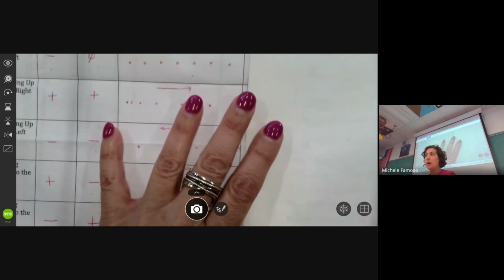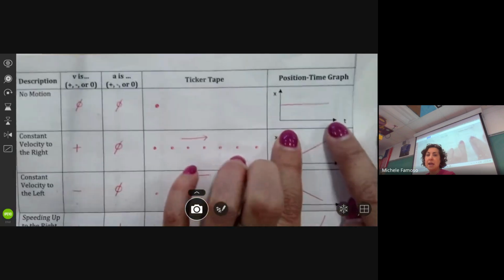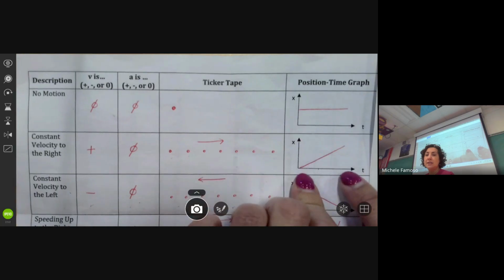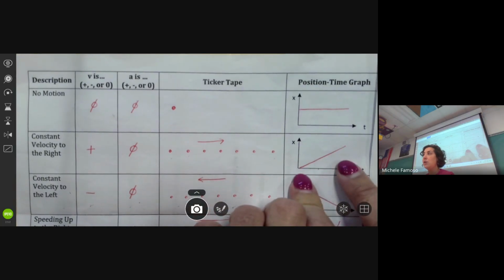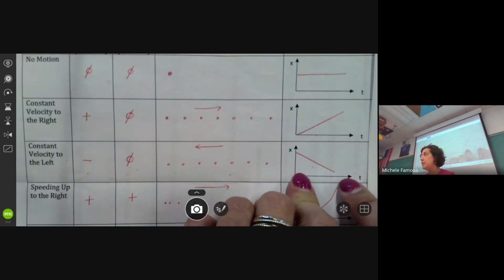All right, let's talk about what the position time graphs are going to look like. When you're not moving, it's any horizontal line. Doesn't matter where it is. Constant velocity to the right needs to be a diagonal line, positive slope. Doesn't matter where. Any diagonal line with a positive slope. Constant velocity to the left, any diagonal line with a negative slope.